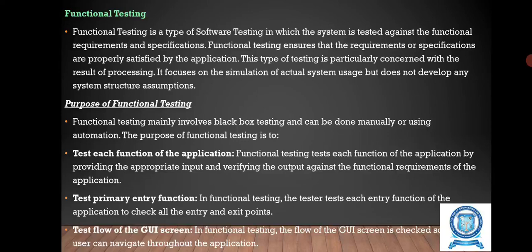Test primary entry function. In functional testing, the tester tests each entry function of the application to check all the entry and exit points. Test flow of the GUI screen. In functional testing, the flow of the GUI screen is checked so the user can navigate throughout the application.